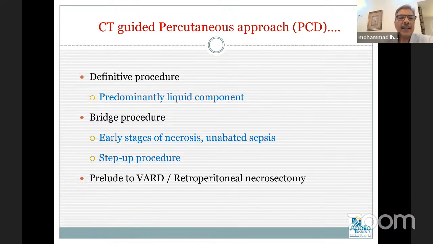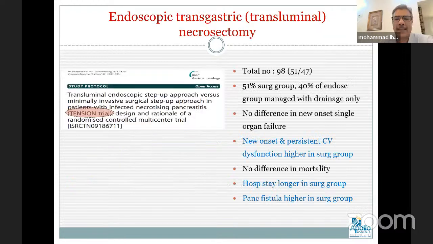The trial has already been alluded to, and this compares the endoscopic approach with the surgical approach. The conclusion was that new onset and persistent cardiovascular dysfunction was higher in the surgical group. There's no difference in mortality. Hospital stay was longer in the surgical group, and pancreatic fistula was higher in the surgical group. So it looks like endoscopy had an edge over surgical intervention in this group of patients.